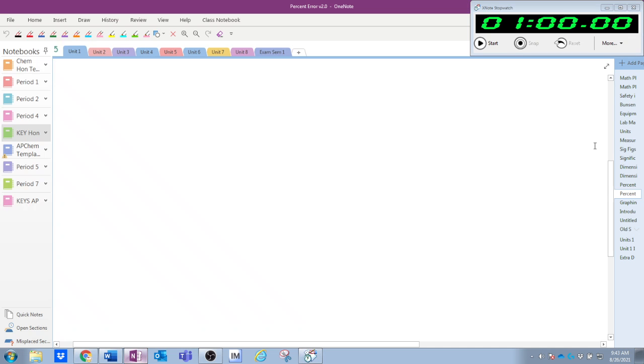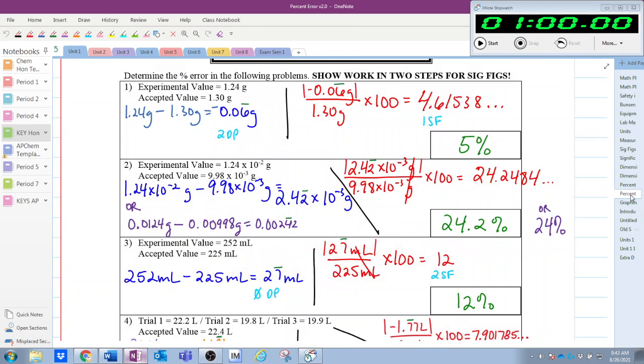Guys, it's about the steps. That was the main thing about getting full credit here, is you had to break it down into steps. You had to separate out all of the subtractions and the divisions and multiplications. So let me start here with number 2.